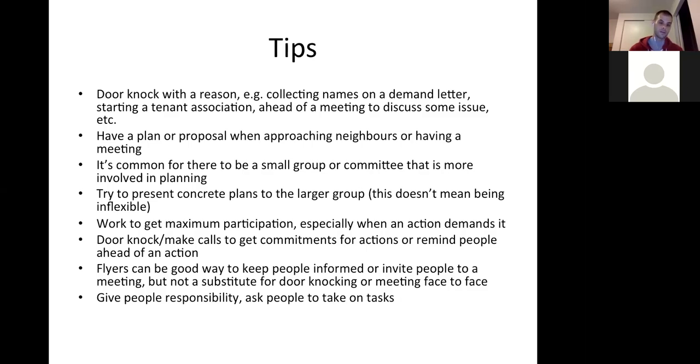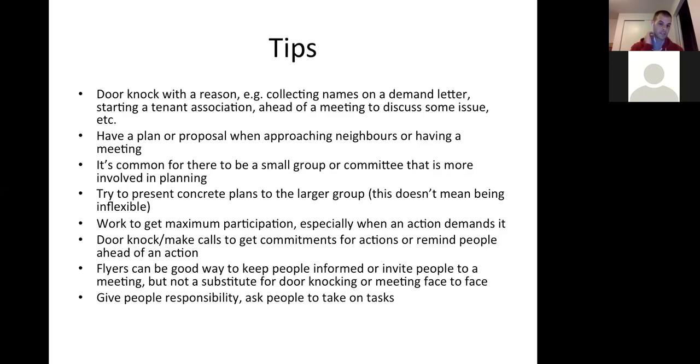Similarly, you typically want to have a plan or a proposal when approaching neighbors or when you're having a meeting. So when you're door knocking, ignoring the early door knocking where you're just trying to set up a tenant association, you might be pitching a specific action or a specific plan to tenants at the door, and you're door knocking in order to reach tenants that you haven't yet spoken to about this plan. Likewise, if you're having a meeting, it's always best to have something to propose.